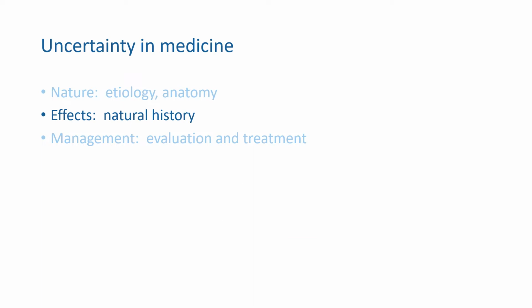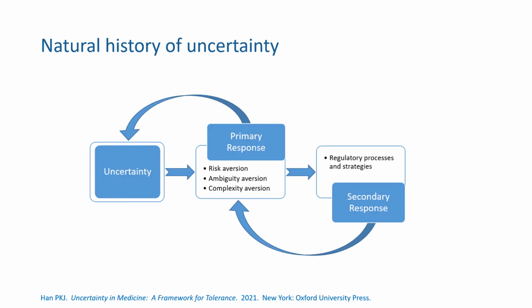The next major aspect of uncertainty that I'm going to talk about are the effects of uncertainty. Specifically, what is its natural history? What psychological responses does uncertainty provoke in people? There are two main categories of responses to uncertainty. The primary response consists of well-described syndromes that represent people's initial psychological reactions to uncertainty. The secondary response consists of compensatory processes that people use to regulate their primary responses to uncertainty. I'll first talk about primary responses.